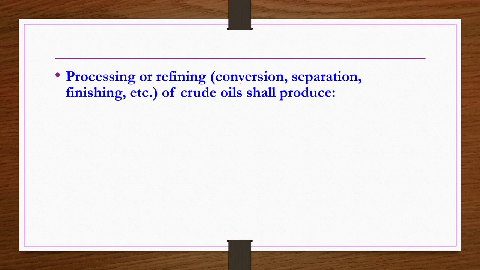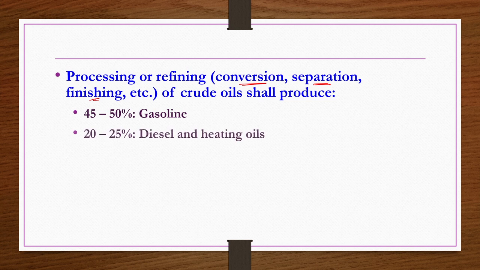Now, processing or refining, in the sense of some kind of chemical conversion, some kind of separation, some kind of finishing of crude oils, may take place. When you do this, you get gasoline, roughly 45% to 50%, and then diesel and heating oils, 20% to 25%.